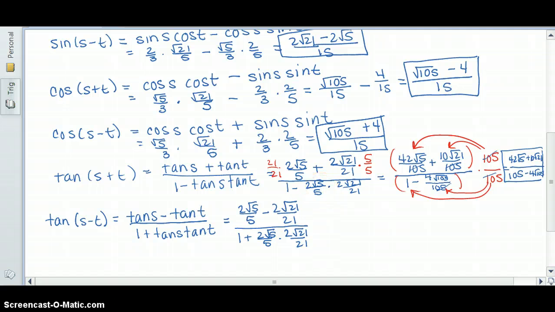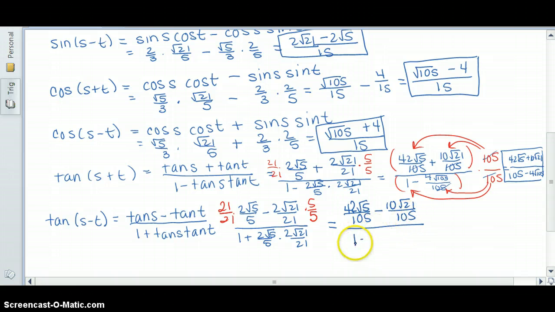So again, we're going to get a common denominator. So the first one is multiplied by 5 over 5. The second one is other way around. This first one is multiplied by 21 over 21. The second one is multiplied by 5 over 5. So then when we do this, we have 42 square root 5 over 105 minus 10 root 21 over 105. In the denominator, when you multiply 2 root 5 over 5 times 2 root 21 over 21, you get 4 root 105 over 105.